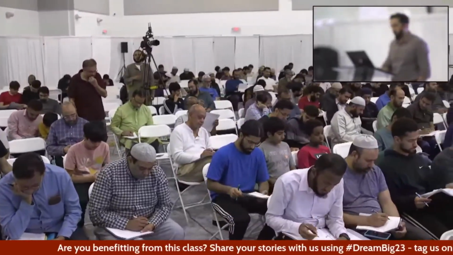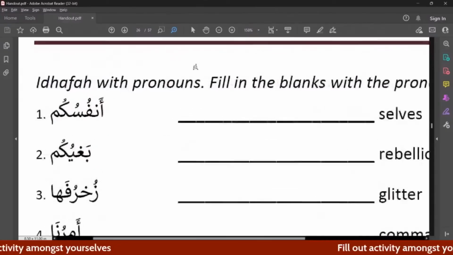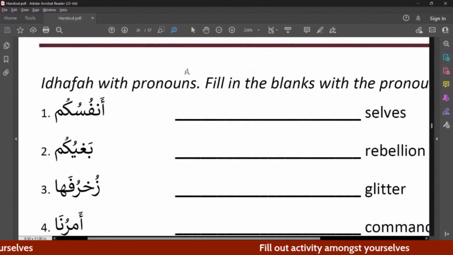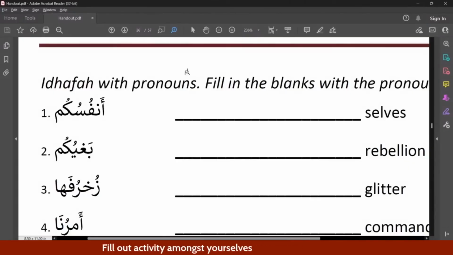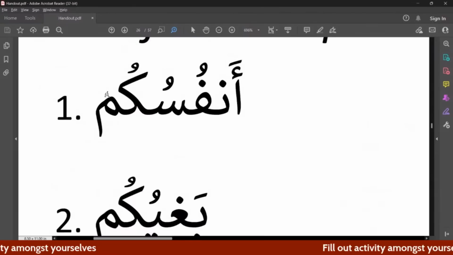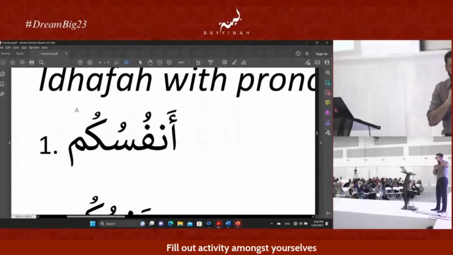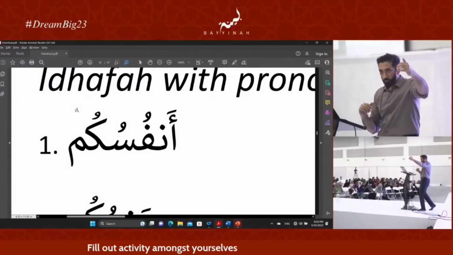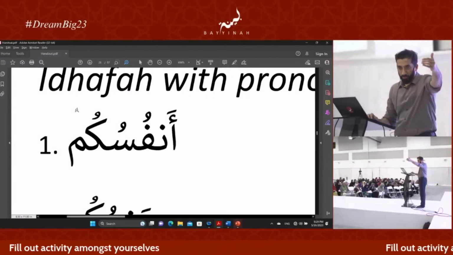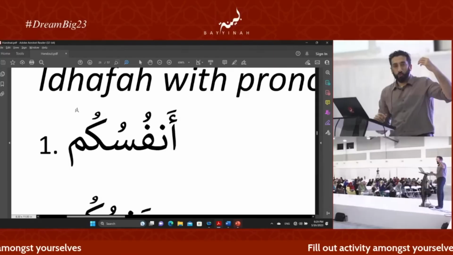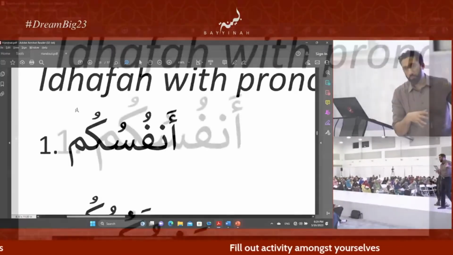Page 24. Who had trouble with the first one? Show of hands if you had trouble with the first one. Okay, if you had trouble with the first one, let's try to do this together. What was the process that I asked you to follow? What were the 3 questions? Where does it come from? What does it mean? And then what's the status, right? Okay, so what's the attached pronoun here?